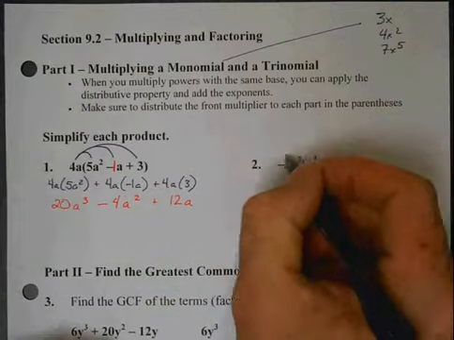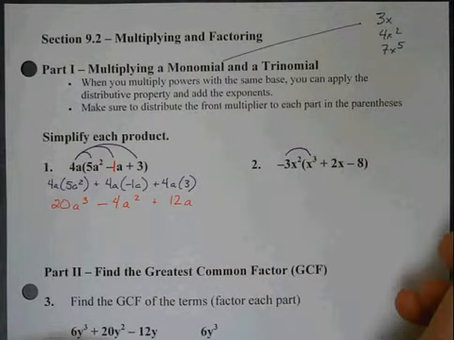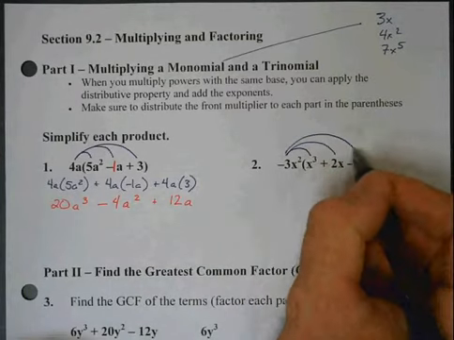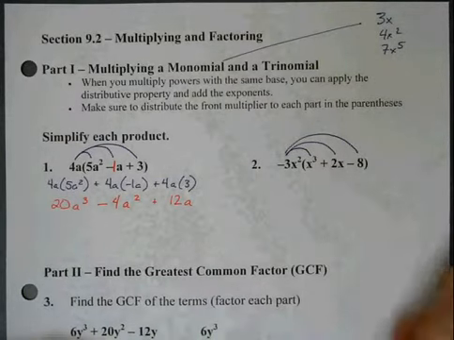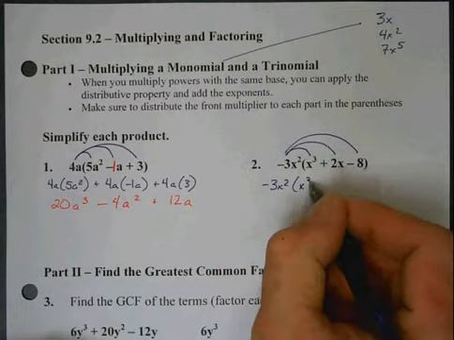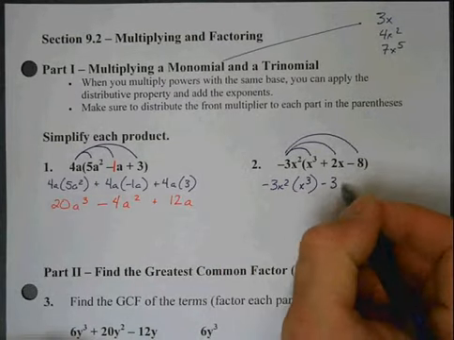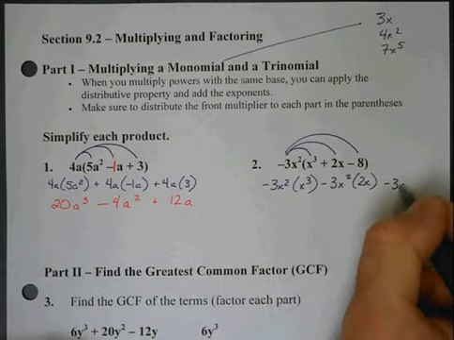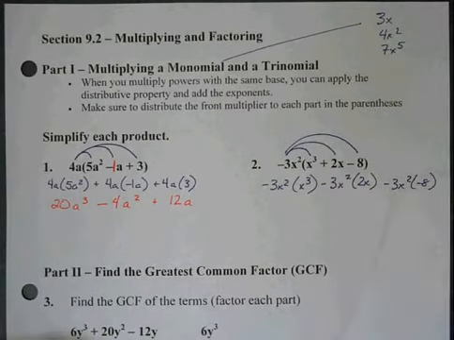We're going to multiply negative 3x squared times x cubed, negative 3x squared times 2x, and negative 3x squared times negative 8. So I'm going to write this out. Negative 3x squared times x cubed. Negative 3x squared times 2x. And negative 3x squared times negative 8.